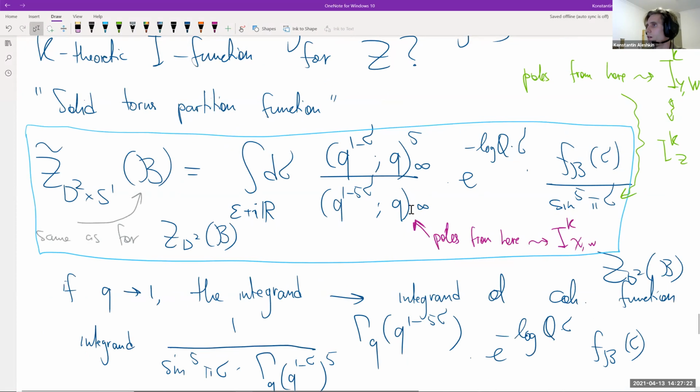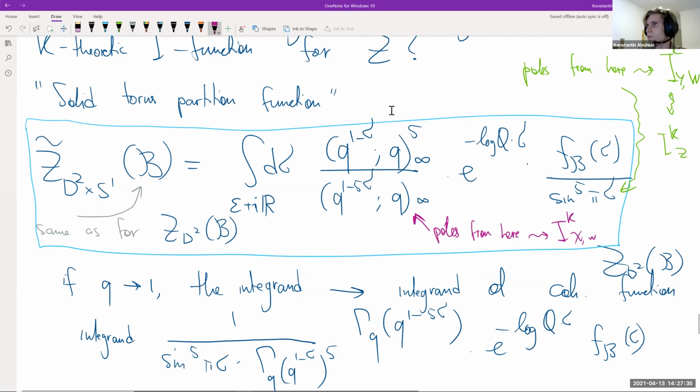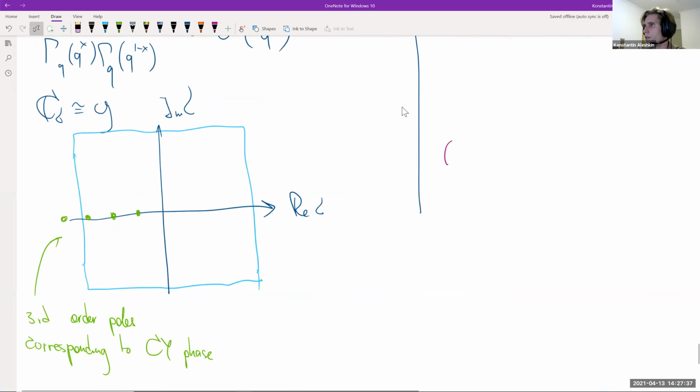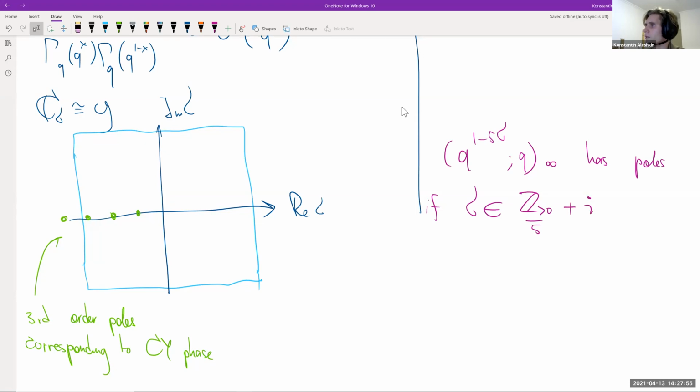Is that this Pochhammer symbol has poles where 5 sigma is an integer, but we can also shift it in the imaginary direction. So this (q^1 minus 5 sigma; q) has poles if sigma is in positive integers over 5 plus 2 pi i, rather.